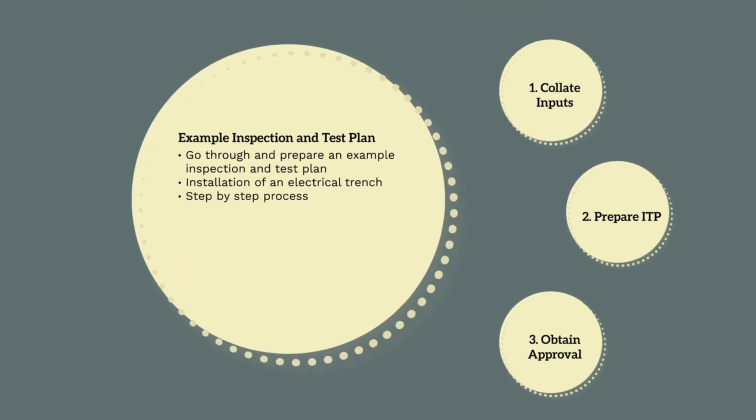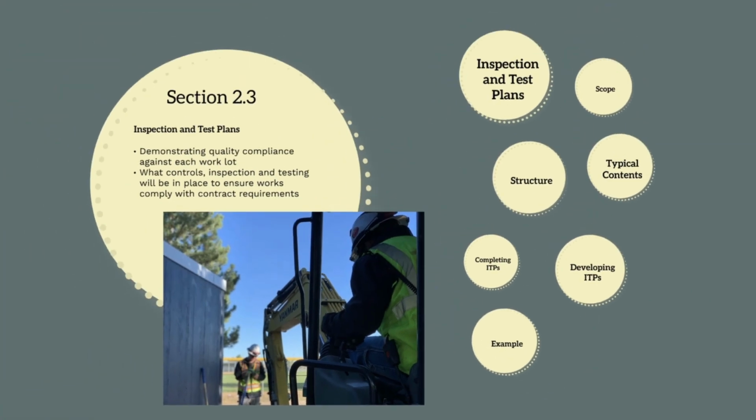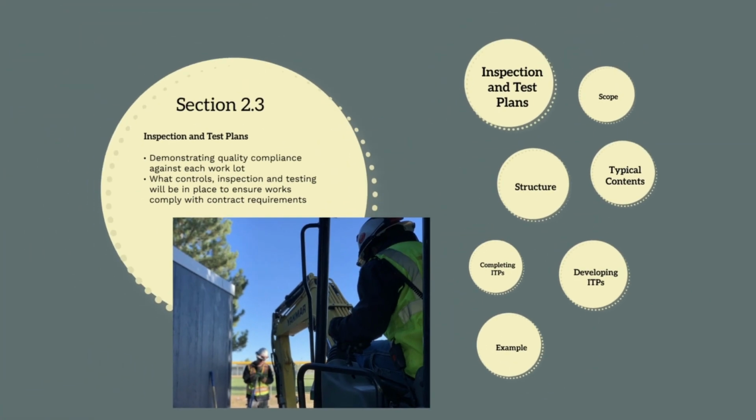While this was a long section, as a junior engineer, you'll be heavily involved with the development and completion of ITPs, so it's actually a super important topic. Next, we're going to look at commissioning, another important quality control process.